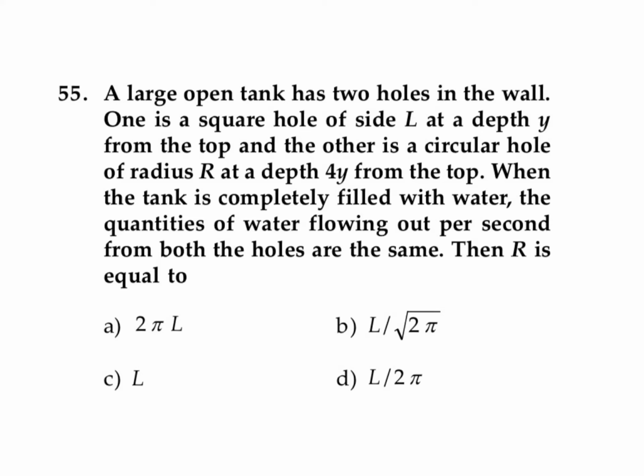A large open tank has two holes in the wall. One is a square hole of side L and at a depth y from the top, and the other is a circular hole of radius r at a depth 4y from the top. When the tank is completely filled with water, the quantity of water flowing out per second from both the holes are same, then r is equal to.